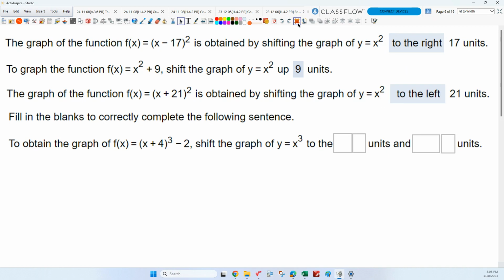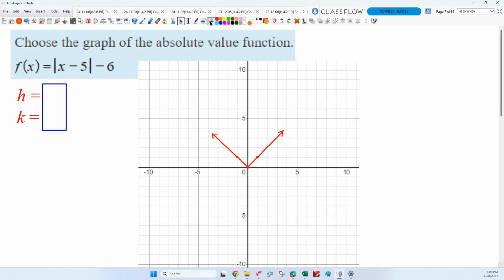Okay. And then finally, what about this bottom case where, this time, I'm starting with an x cubed graph, who cares? But I'm adding 4 inside that function, and I'm subtracting 2 outside. So I'm going left by 4 and down by 2. Everybody agree? Okay. All right.